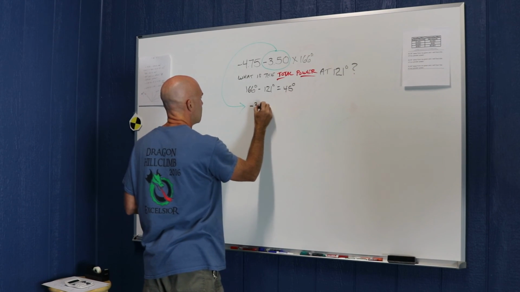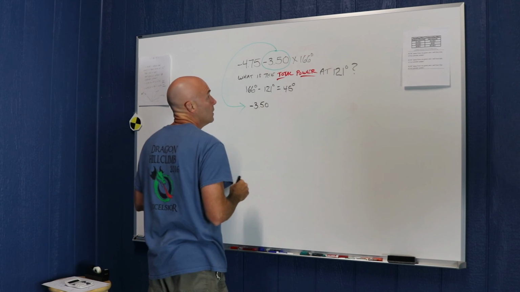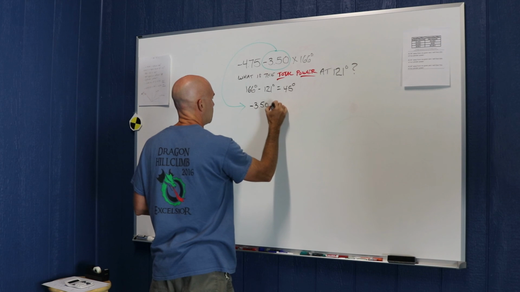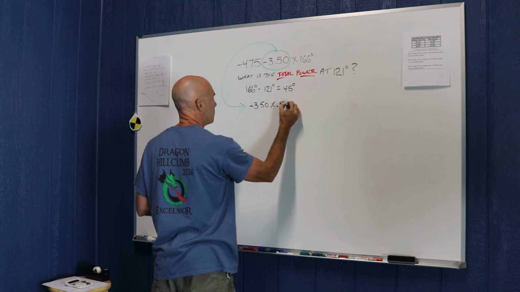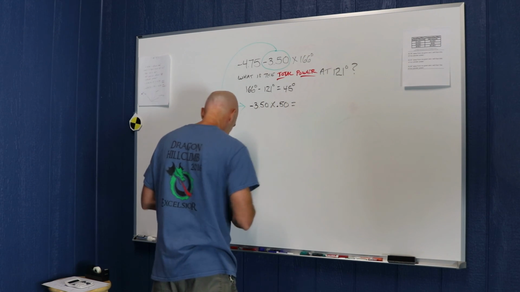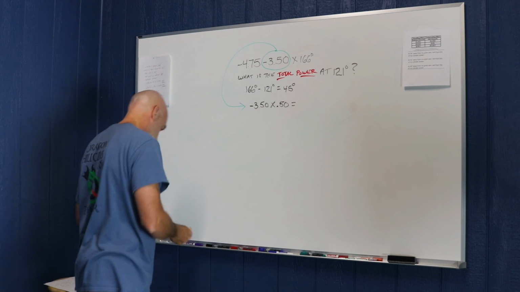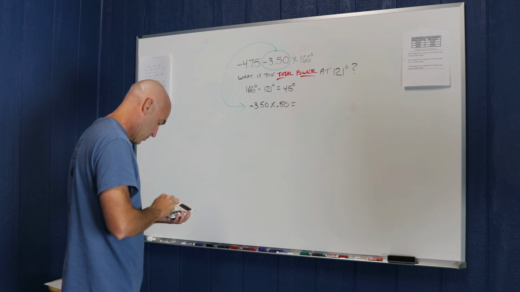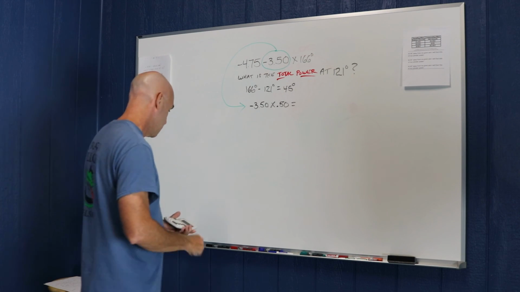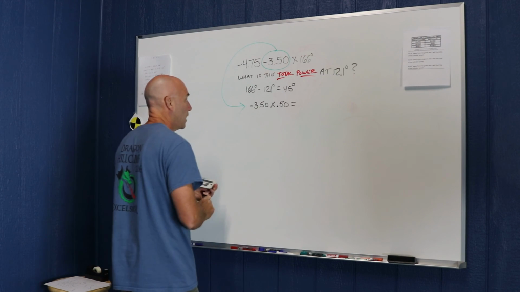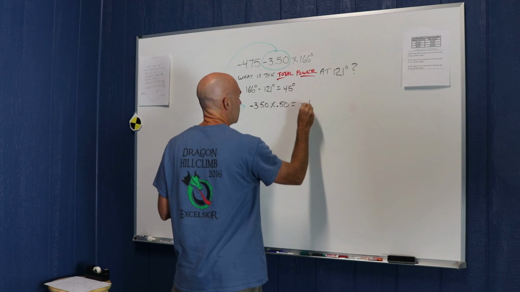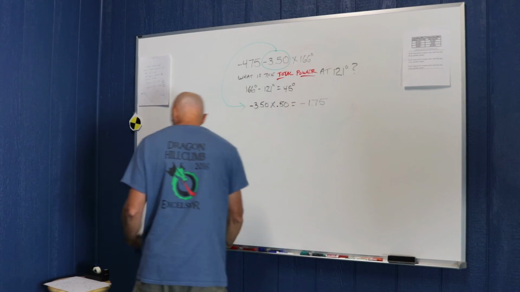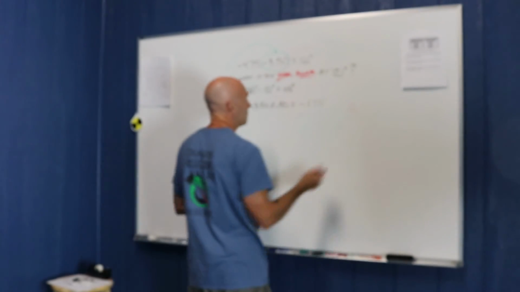Minus 3.50. What is 50% of minus 3.50? I multiply that times 0.50. And I get my calculator out. I got 3.50 minus times 0.5 is minus 1.75. All right, red flag moment.